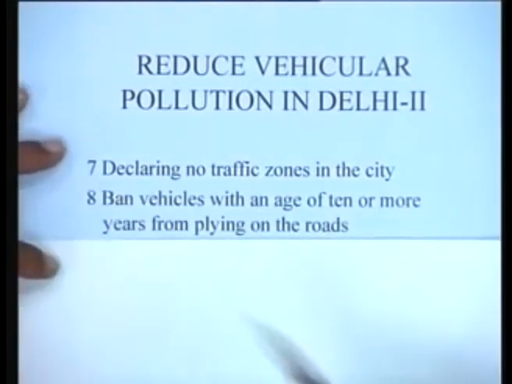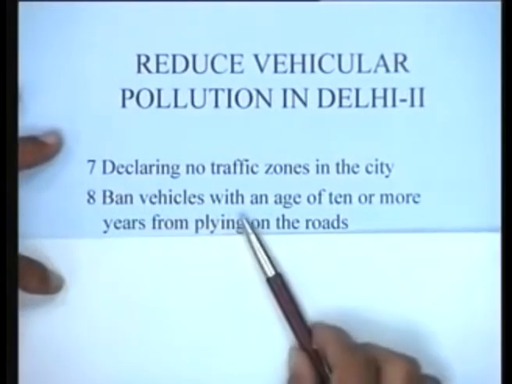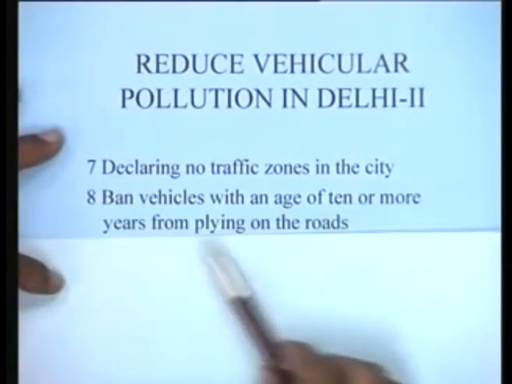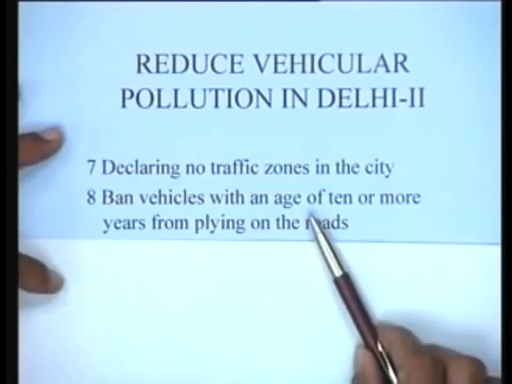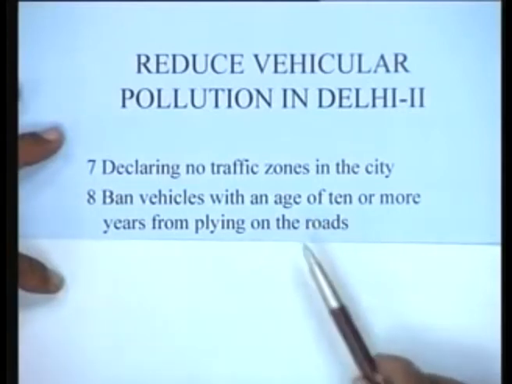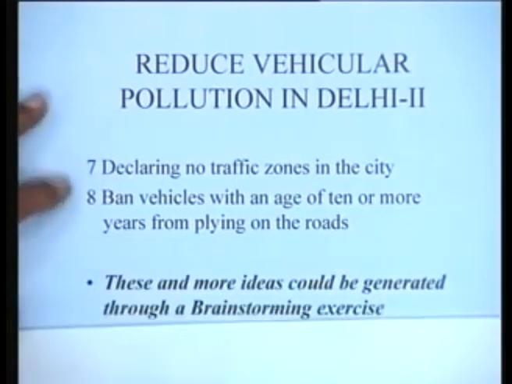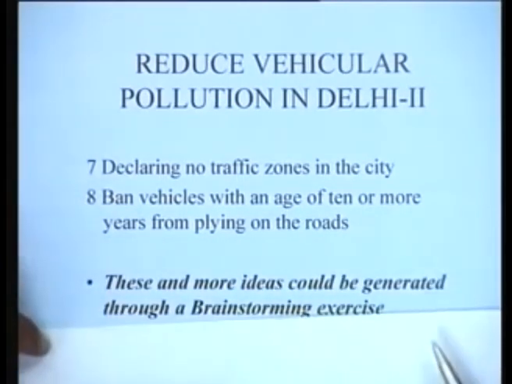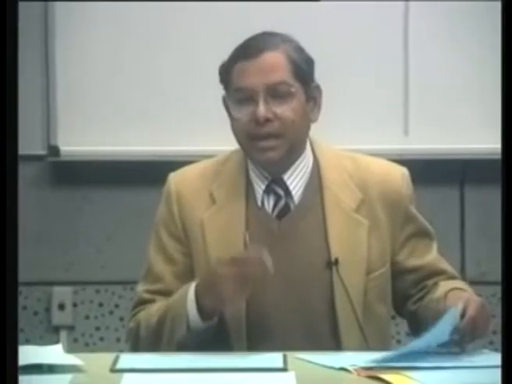And let's say the 8th project idea we have is ban vehicles with an age of 10 or more years from plying on the roads. Because this would obviously mean that you would not get into those kinds of problems with old vehicles generating more fumes. So this is just a tentative list, and these and more ideas could be generated through a brainstorming exercise. You could generate more. So we will take only in this particular case, look at only these 8 ideas.